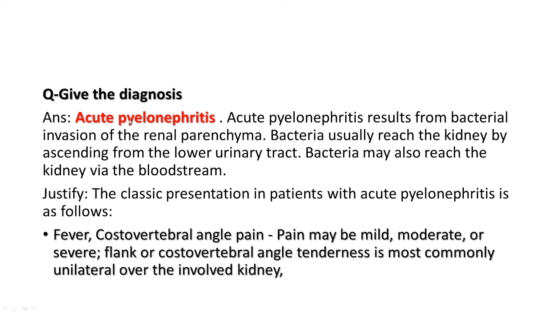So the diagnosis goes in favor of acute pyelonephritis, and acute pyelonephritis results from bacterial invasion of the renal parenchyma. Bacteria usually reach the kidney by ascending from the lower urinary tract. Bacteria may also reach the kidney via the bloodstream. The classical presentation is that patients with acute pyelonephritis come with fever and costovertebral angle pain. The pain may be mild, moderate or severe, and usually you may get tenderness over the involved kidney.